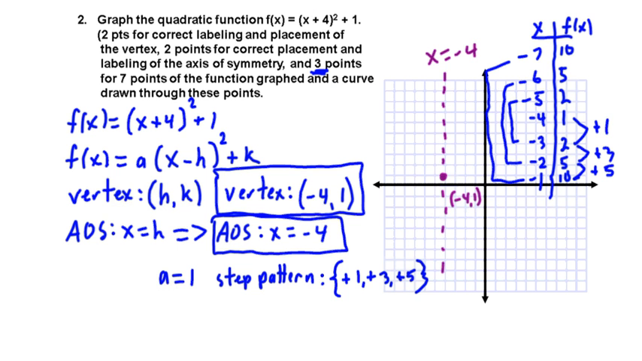And so, plotting our points, we already have our vertex. We have the point -3, 2. We have the point -5, 2. We have the point -2, 5. And we have -6, 5 over here on the left side of the axis of symmetry. Then finally we have -1, 10, and on the left side we have -7, 10.